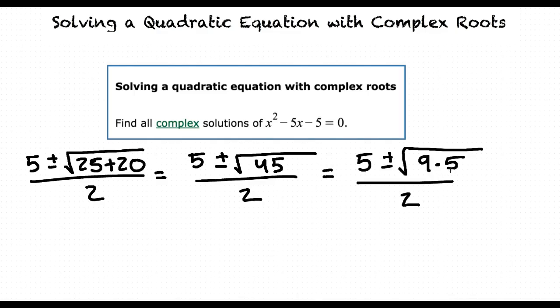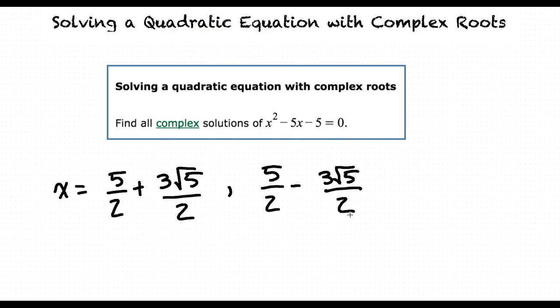Because 9 times 5 is equal to 45, we can simplify this down even further and say that it's equal to 5 plus or minus the square root of 9 times 5, over 2. Since the square root of 9 is 3, this equals 5 over 2 plus or minus 3 times the square root of 5, over 2.